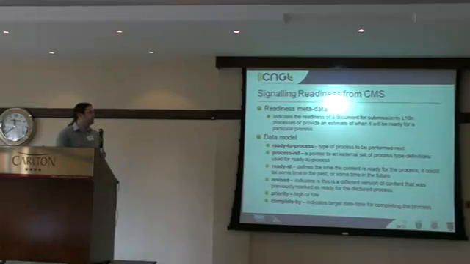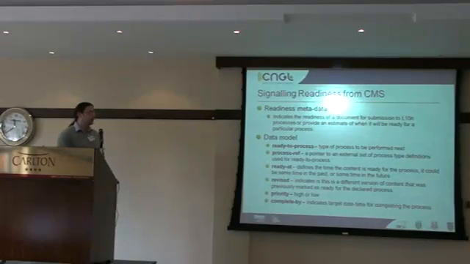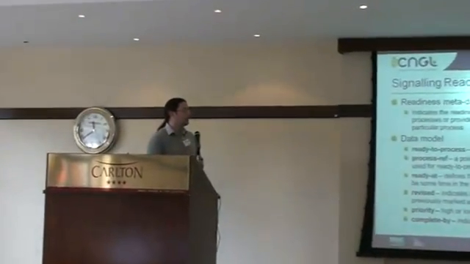Okay, so what is this readiness thing? This readiness metadata indicates the readiness of a document for submission to localization processes, or else it gives you an estimate of when the document is going to be ready for whatever process you're interested in. The data model contains things like the type of the process which you're interested in, the time it's going to be ready at, the target which you want to have it completed by, priority, and whether or not this document might have been revised since it was made ready for some process.